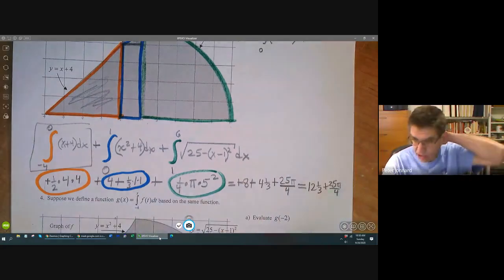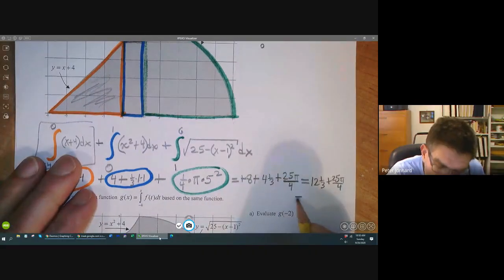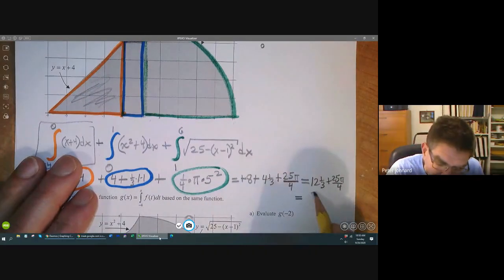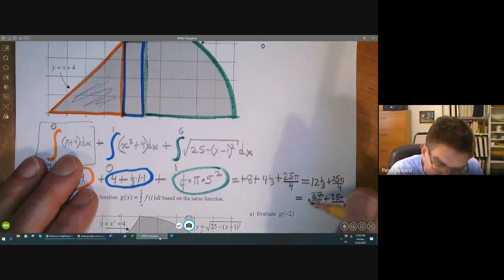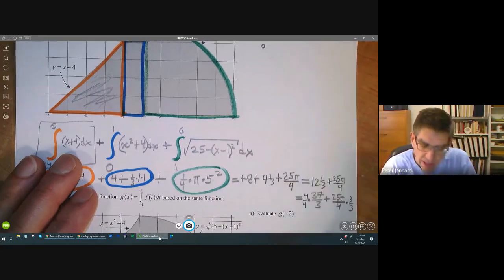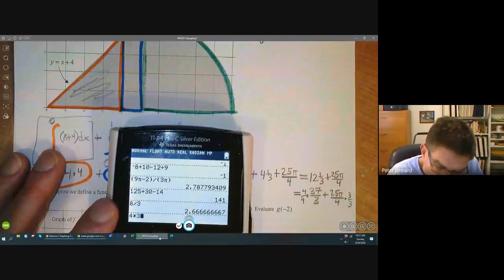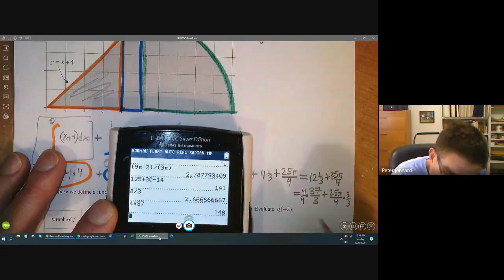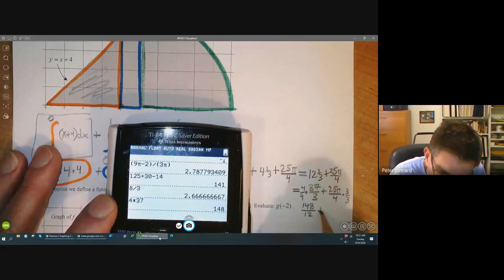And yes, I do think it's a good idea to do common denominators and what have you. I do think that's a good skill to keep. So this would be what, 37/3 plus 25 pi over 4. I need a common denominator. Multiply this one by 4 over 4. Multiply this one by 3 over 3. And so I end up with 4 times 37. That would be 148/12 plus 75 pi over 12.